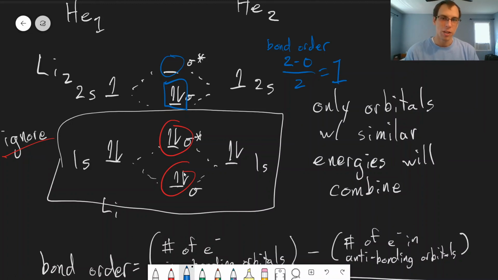So in the next video, we'll start looking at the rest of the second row of the periodic table at their dimers, and in particular, what do we do when we have p orbitals, right? We've looked at s orbitals so far. We see how they add together, and we'll need to worry about symmetry as we start adding p orbitals together.